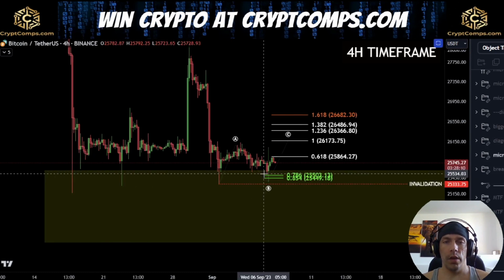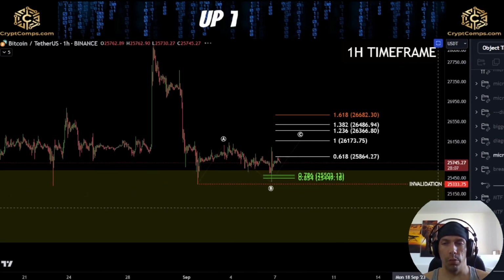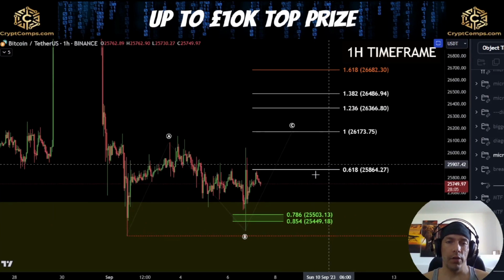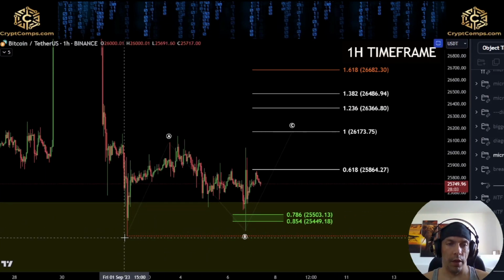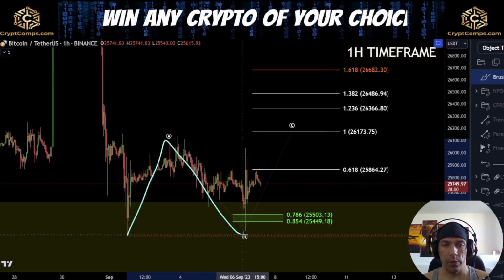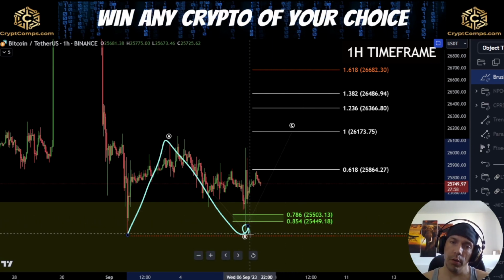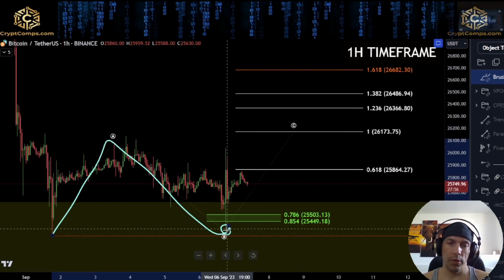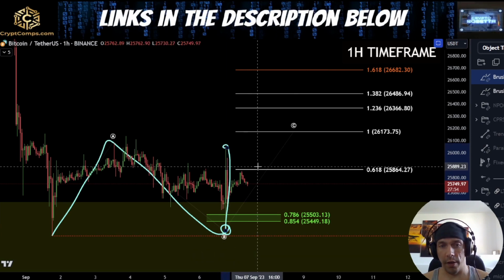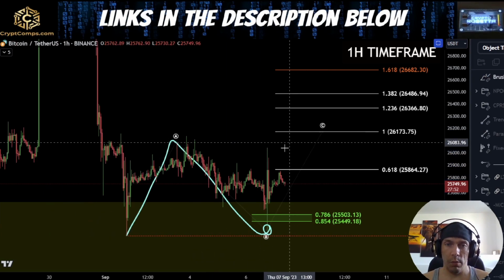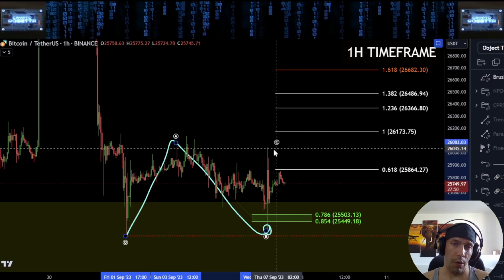So the corrective way of looking at this potential push to the upside would be looking at it in this way, where we say that actually what we have here is A, we're looking for this as a B wave, and now what we're looking for is a C wave up. Now it's possible that this C wave could actually be over here, and that is the end of the move, and we're going to start to break down directly from where we currently are.